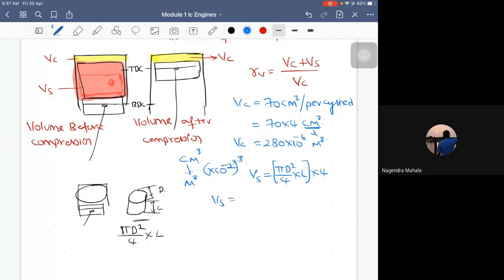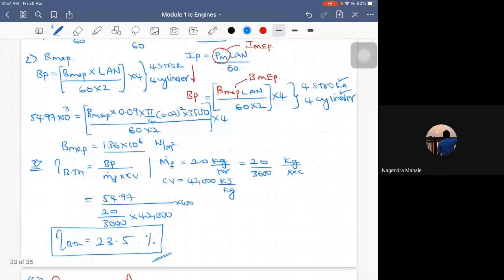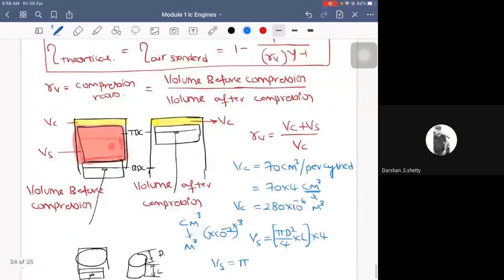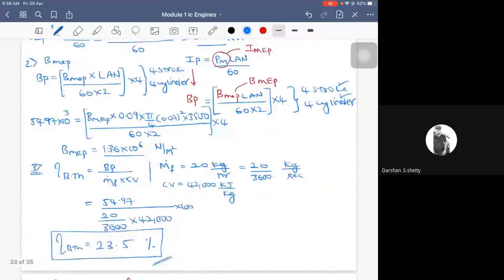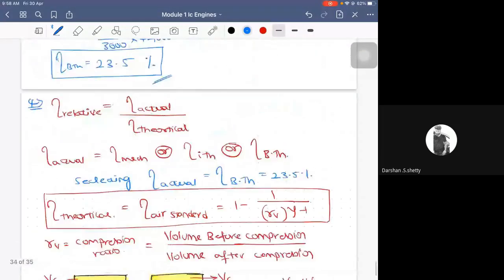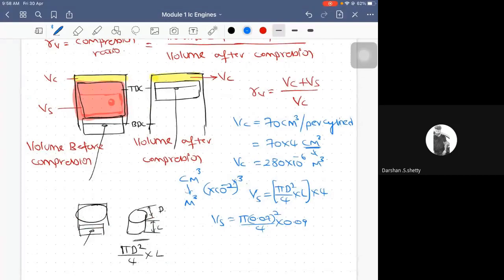So pi d square by 4. What do you mean by d square? D is the diameter of the cylinder. What was its value? So it is 0.07. Correct? So it is 0.07, its whole square divided by 4 cross L. What was L? 0.09. Okay. Now this whole multiplied by 4, since it has 4 cylinders in it. Give me the value.